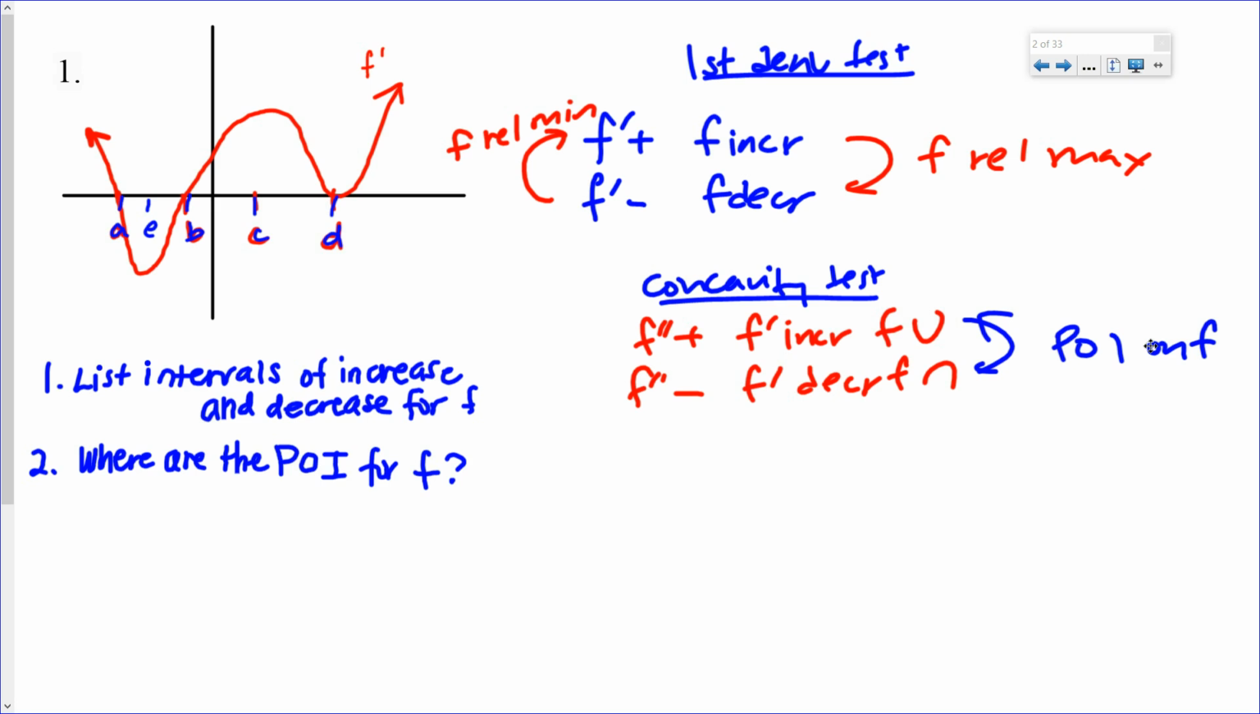I'm decreasing. Did anybody put A? I'm still decreasing, right? But I did change from positive to negative, but I'm still decreasing. I'm decreasing. I'm increasing. Oops, back up. Where is that POI? On E. Did you put E? Okay, there's one answer. All right, let's find another answer.